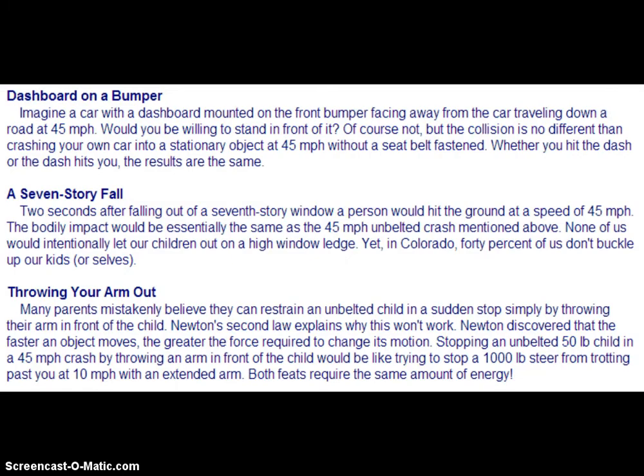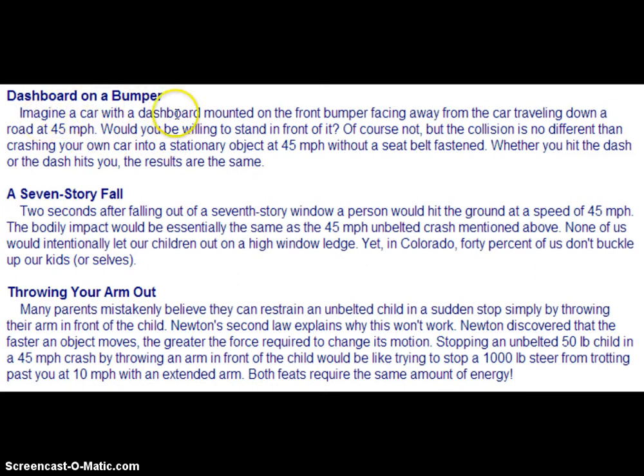Oftentimes, students tell me that they can do some crazy things, and why they don't have to wear seatbelts. Maybe a relative has reasons why they don't wear seatbelts. Well, think about the physics involved, the kinematics, how much force is involved, and the speeds that are involved. Take a second to read some of these.